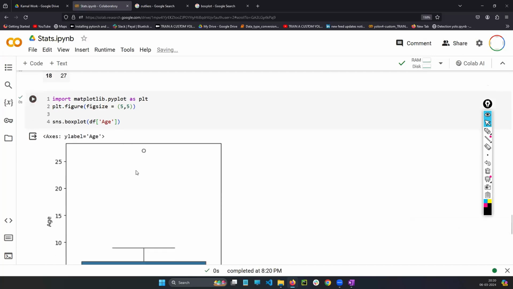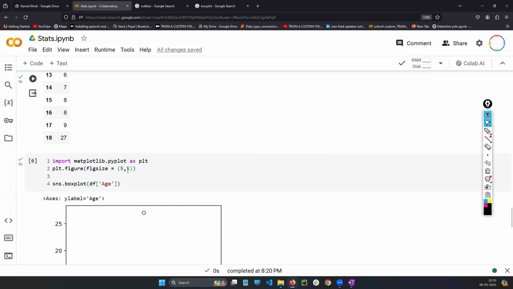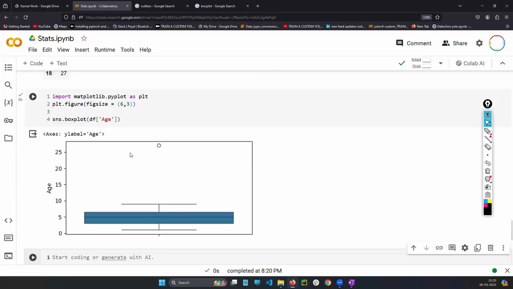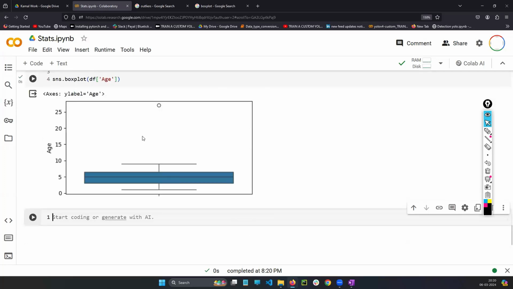So see, this is the size. I just want to reduce the height and increase the width. Okay. So see, this is how it is showing. Can you see a mark here, guys? Can you see a mark? Yes, sir. So what is this?